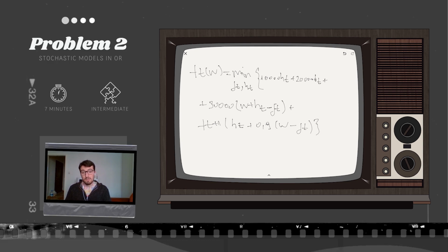This is our function, but we have some constraints, and the constraints are simple. How many workers can you hire? You can hire more than 0. You cannot hire minus 3 workers. You can hire only a positive number of workers. Also, how many workers can you fire? You can fire a positive number, 0 and above, but you cannot fire more workers than you have, right? So you can fire a maximum of whatever workers you have.